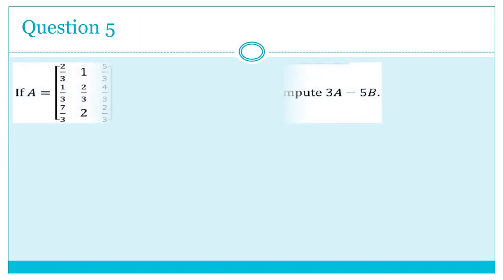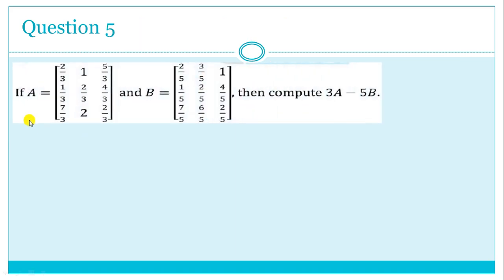Let's move on. Now we will solve question number 5. We have a matrix A and we have a matrix B, and we have to compute 3A minus 5B. So the matrix A is multiplied with 3 and the matrix B is multiplied with 5, and then we subtract these two matrices. So we have to use the concept of scalar multiplication of matrices and then the subtraction of matrices.